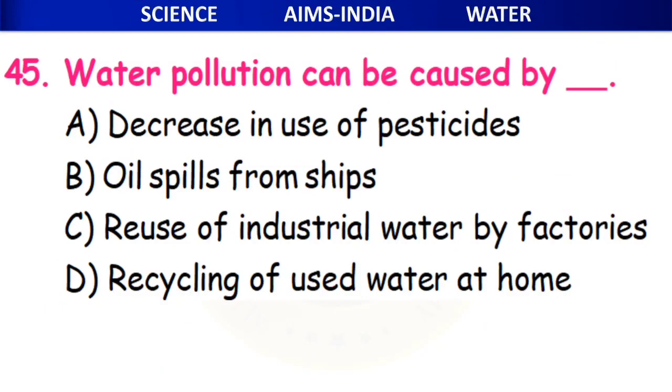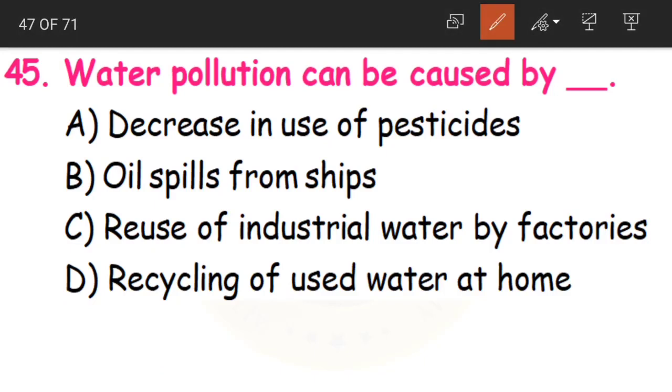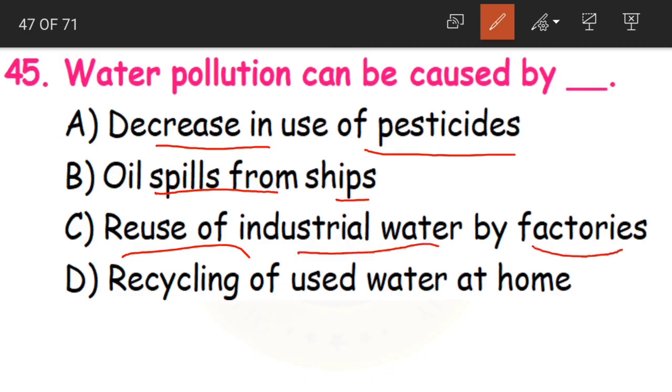And the 45th question: water pollution can be caused by: decrease in use of pesticides, oil spills from ships, reuse of industrial water by factories, or recycling of used water at home. So children, if you observe A, C and D, these three will avoid water pollution. Because if we are using fewer pesticides, then we can control water pollution, so that is option A. And reuse of industrial water by factories: if we are reusing the industrial water which is used by the factories, pollution can be controlled.